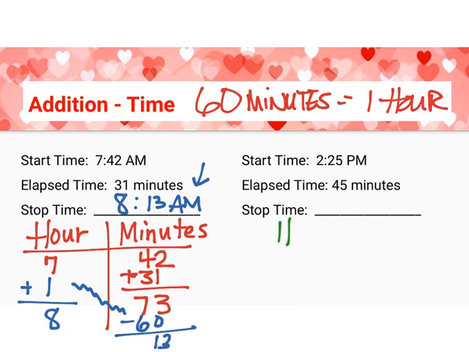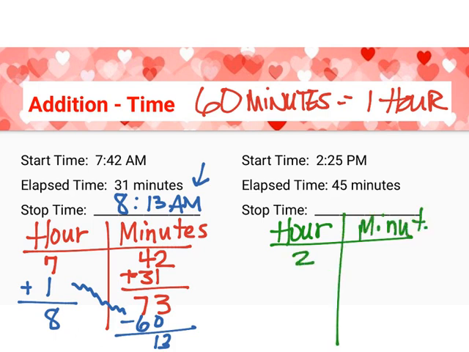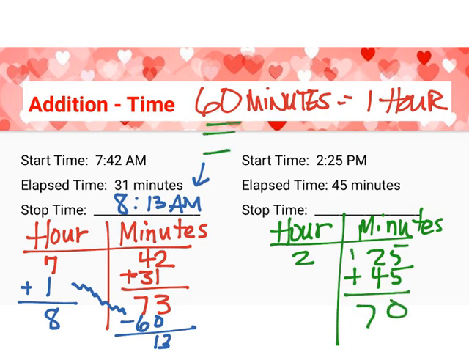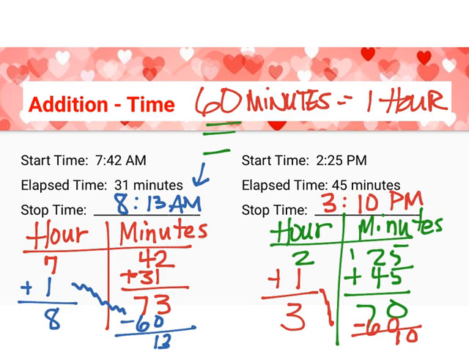All right, so I have hour, which is 2, minutes, which is 25. There's 45 minutes that's going to pass. Add them up, and I get 70. Once again, I know 60 minutes is an hour, so I am going to have to take away those 60 minutes, convert them into hours, and add that onto the hour. So now I have 3 hours, and I have 10 minutes left over, so it's 3:10 p.m.